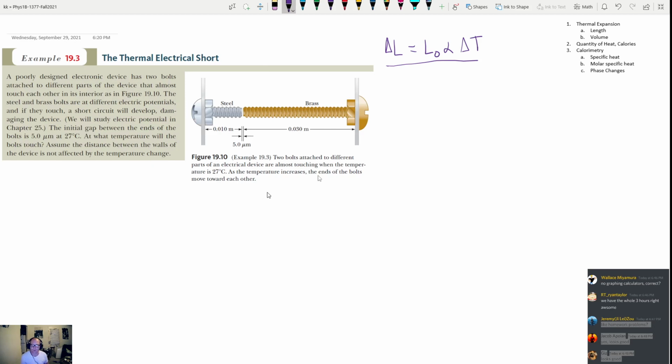Okay. So we've got these two objects. We have steel and we have brass. You can see their lengths right here, right? 0.01 and 0.03. The gap between the two of them is 5 microns. And we know that the initial temperature of the system, T0, is 27 degrees Celsius. And the question is, what is the final temperature going to be when the bolts touch?